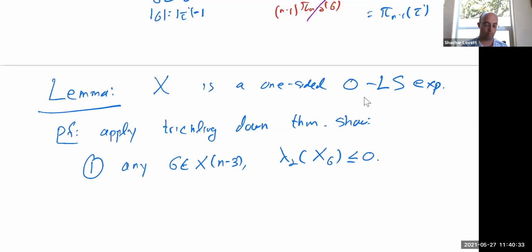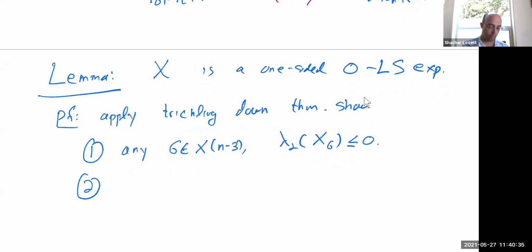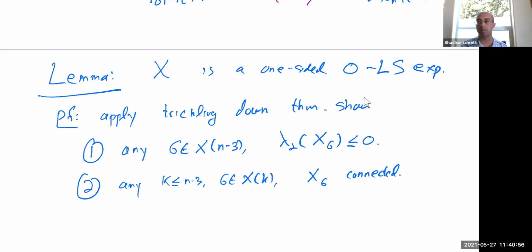And second is that for any k at most n minus 3 and sigma in X k, X sigma is connected. And in particular, if we choose k to be 0 and sigma to be the empty set, we show that this entire complex is connected, which is what we needed for this mixing result. Okay, so once we establish these two facts, then we just apply the trickling down theorem, and this entire complex is a zero local spectral expander.